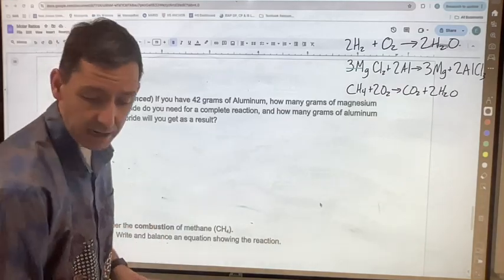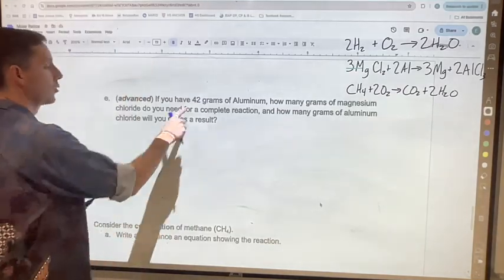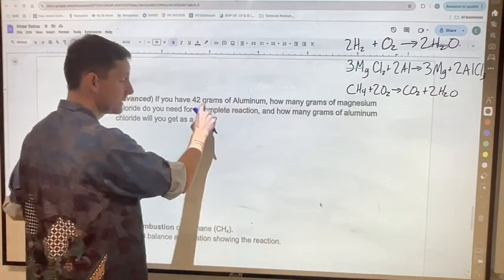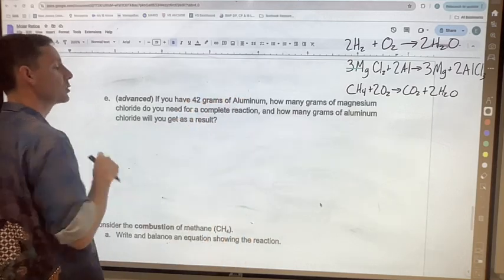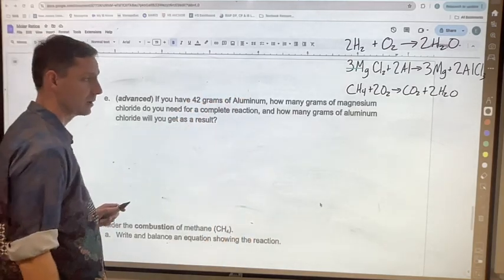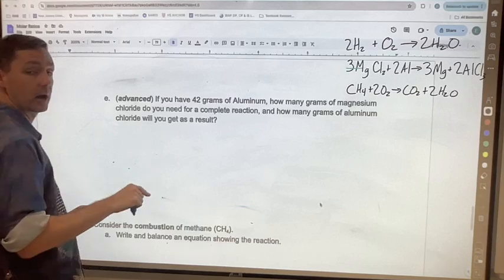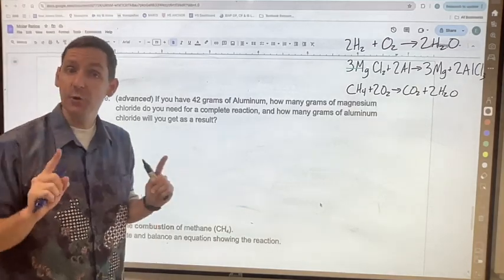So here we go. We have 42 grams of aluminum. Notice it's in grams of aluminum. How many grams of magnesium chloride do you need for a complete reaction? And how many grams of aluminum chloride will you get as a result? So there's two different questions there.